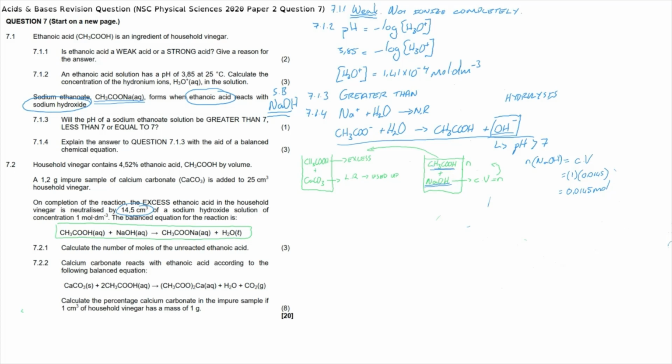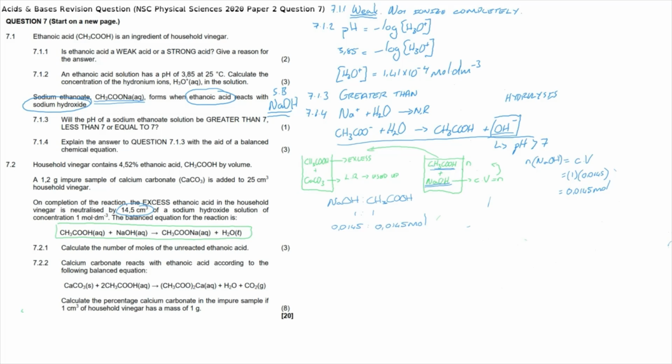Now, the question asked us how much ethanoic acid, not acetic acid. We determine the amount of ethanoic acid by saying we can see that our ratio of sodium hydroxide to ethanoic acid is a ratio of 1 to 1. This comes from our balanced equation, and therefore, since we used 0.0145 moles of sodium hydroxide, that must mean that there are 0.0145 moles of ethanoic acid.